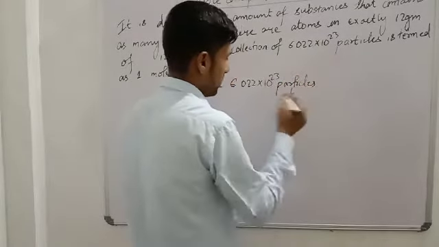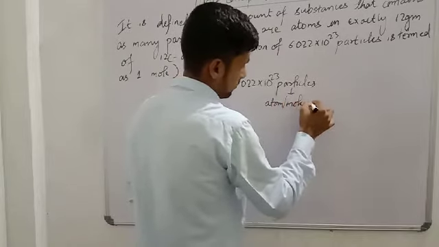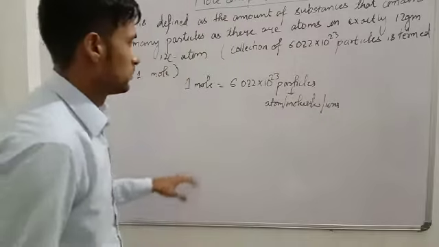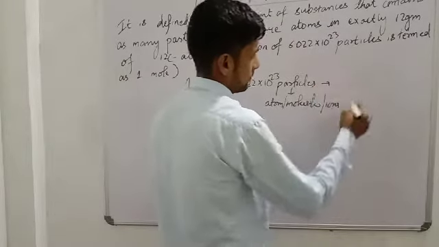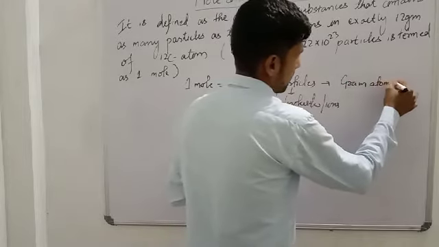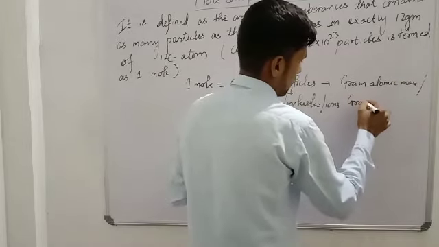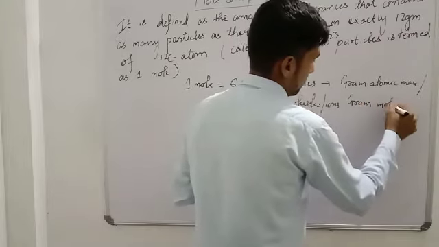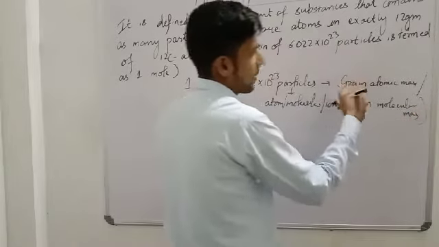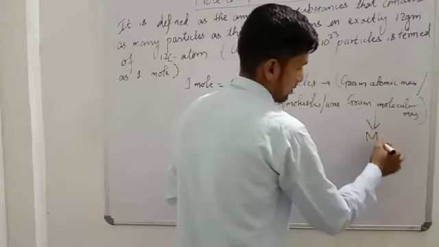Particles means maybe atoms, molecules or ions. Okay, per gram atomic mass or gram molecular mass. So this gram atomic mass or gram molecular mass is known as molar mass.